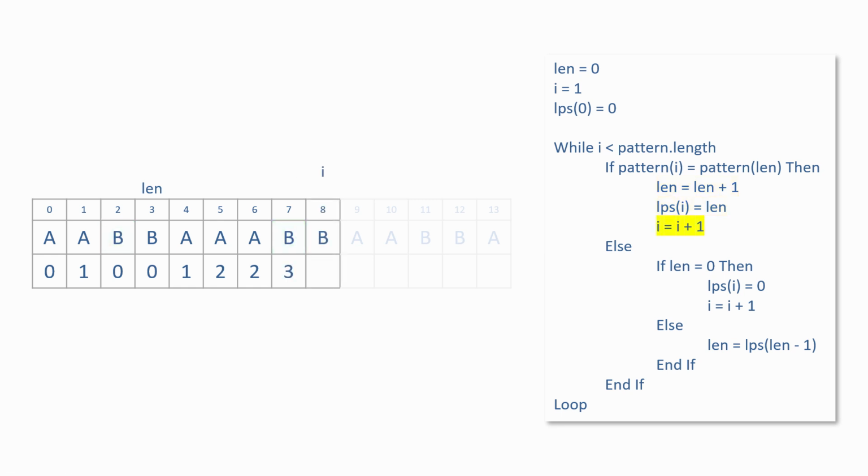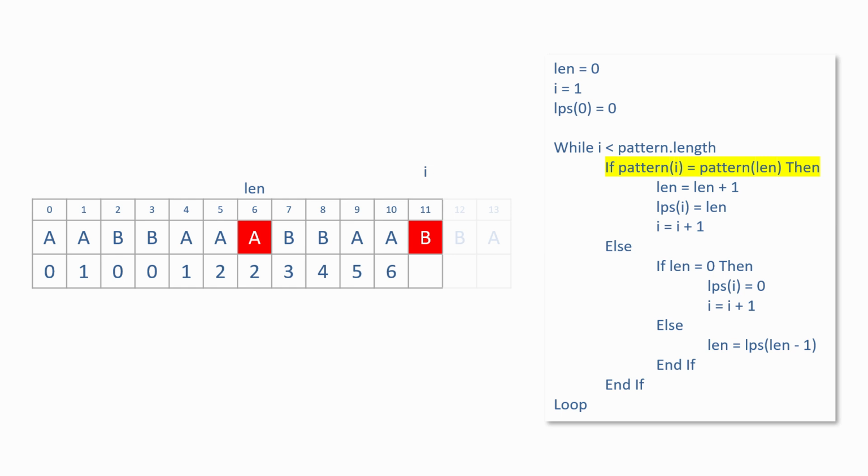Notice that as the processing continues, the LPS values only ever increase by one at a time, but they can drop suddenly. This gives us a clue about the insights that led to the creation of the KMP algorithm. It suggests that there is a relationship between successive partial matches, a relationship that we can take advantage of.